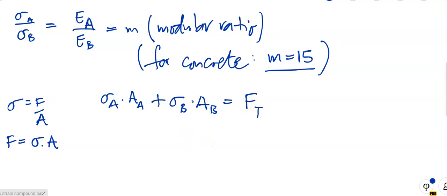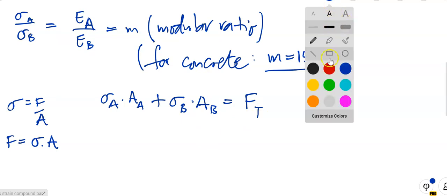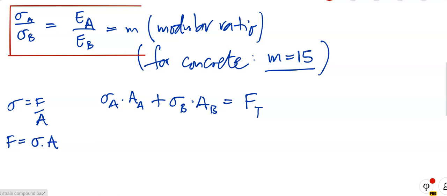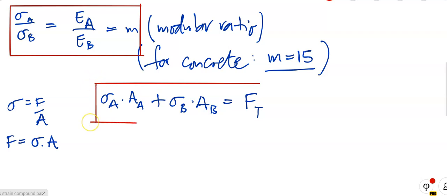Okay, so people, that's the two equations we need to remember for this part of it. And I'm going to put a nice big fat rectangle around it like so. And the other one is that over there.